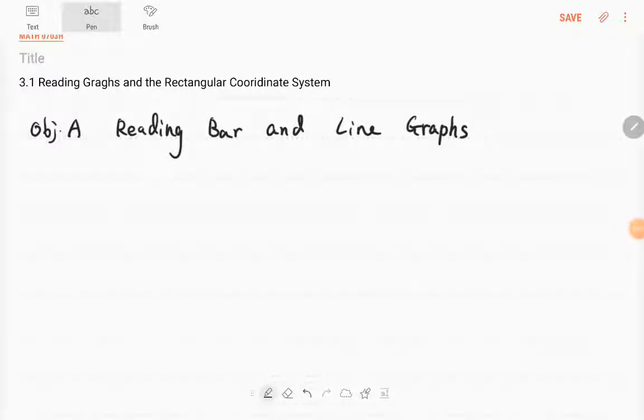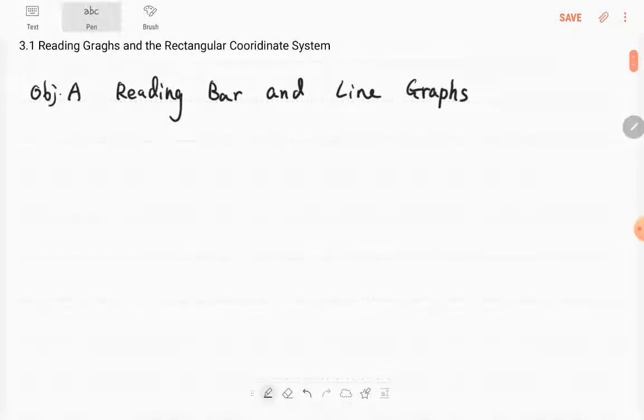Let's start the new section. In this section, we're going to talk about how to read graphs and introduce the rectangular coordinate system. So the first objective will be to read the bar graph and the line graph.